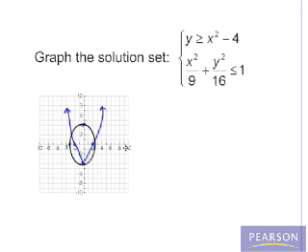And in terms of the ellipse, do I want the points inside the ellipse or outside of the ellipse? And again, we could choose a test point. Let's use the origin again, (0, 0), letting x be 0, letting y be 0. Again, this is a true statement.